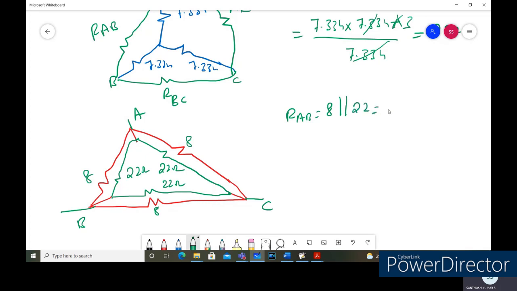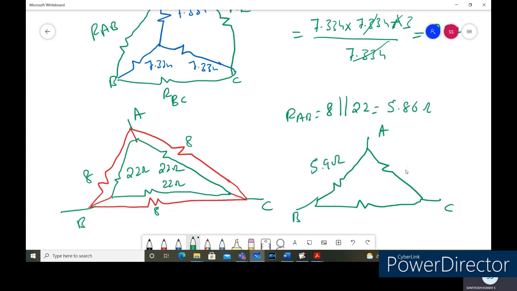So the value for that one will become equal to 5.86 ohms here. So the circuit will become like this, where the terminals are connected. This is node A, node B, and node C. The value for the resistance, let us assume as 5.9 ohms, so approximately we can write 5.9 ohms. We can reduce.